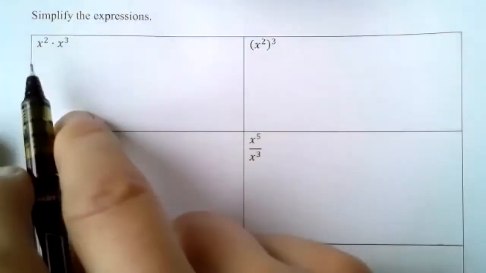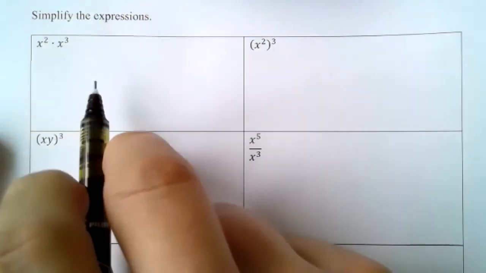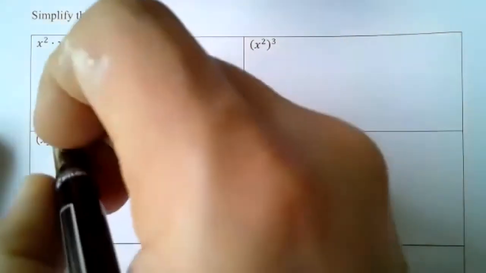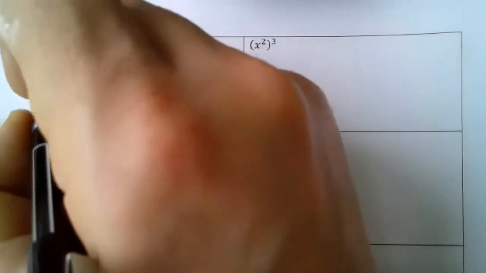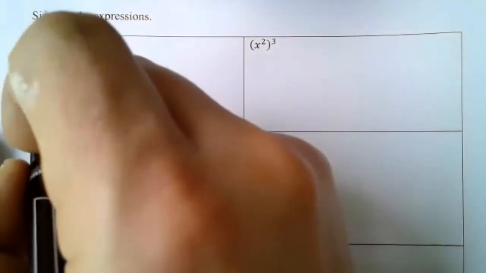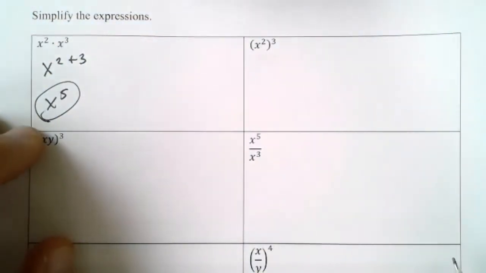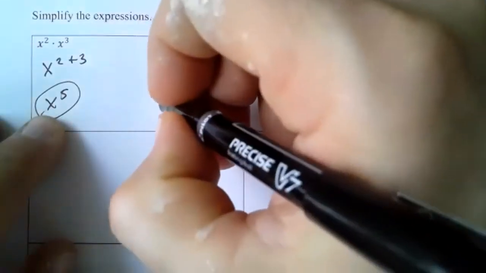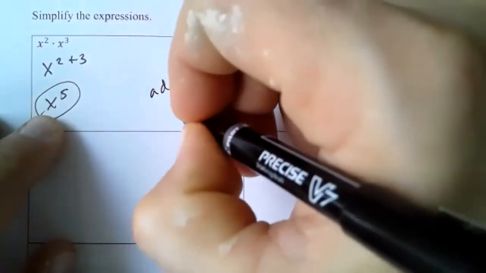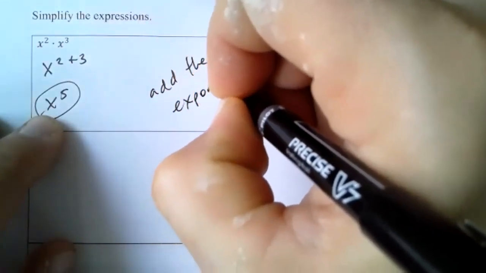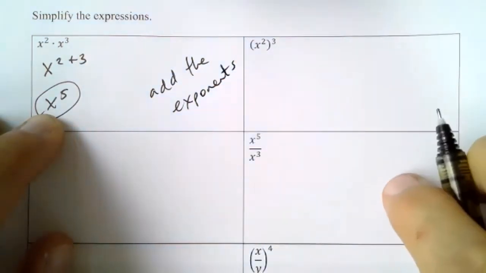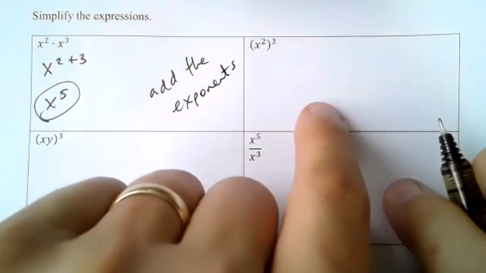In this case, we've got a like base with exponents. That means we're going to add the exponents. So that means we're going to say x to the 2 plus 3, and then we have x to the 5th power. Circle the answer every time. So we had to add the exponents. And I'm going to write the notes off to the side of what you were supposed to do.